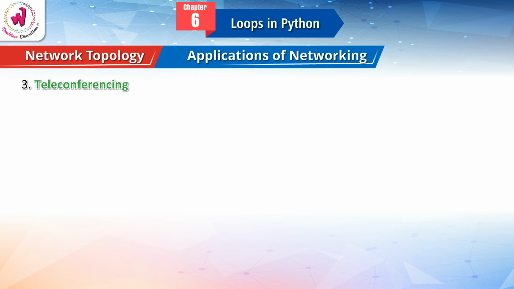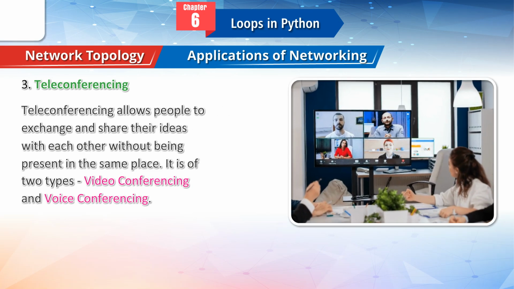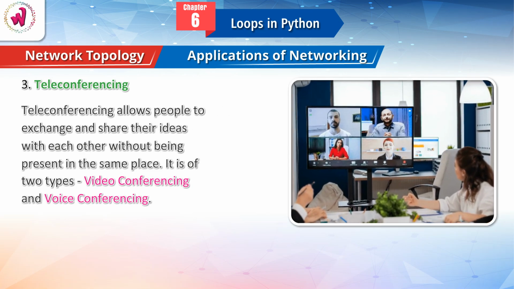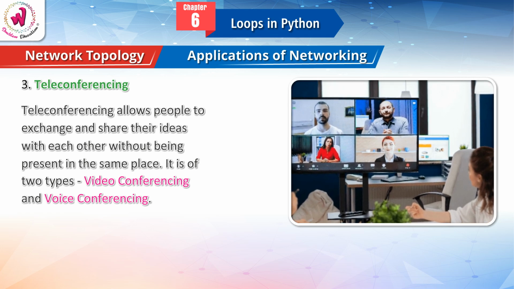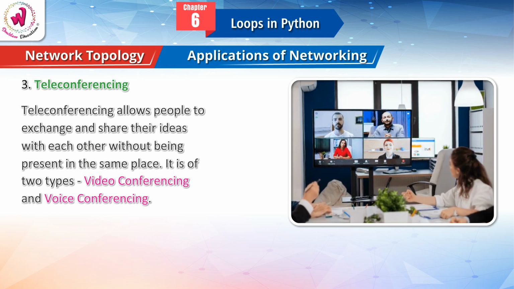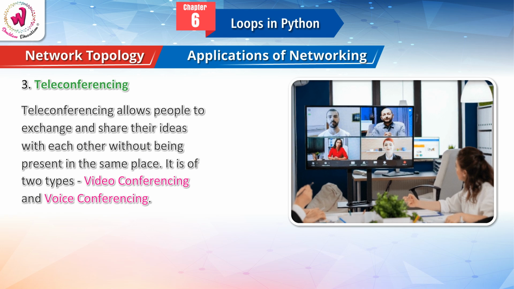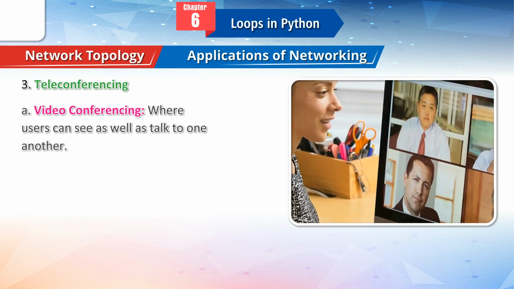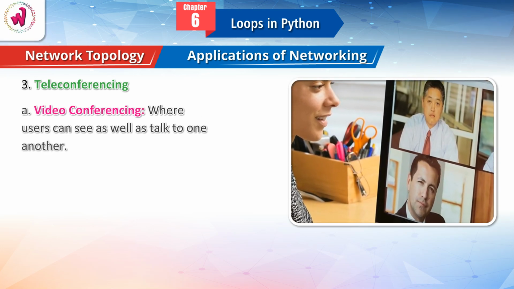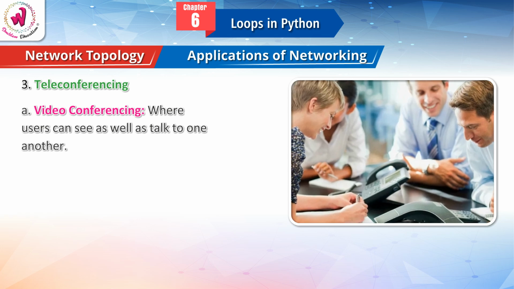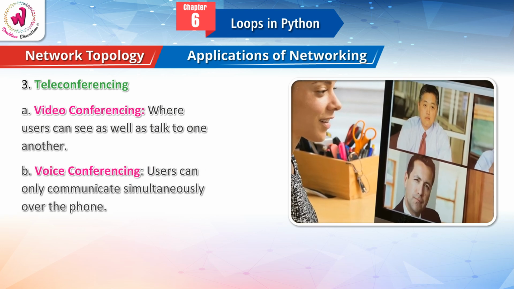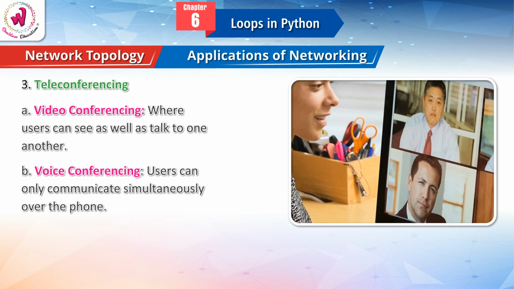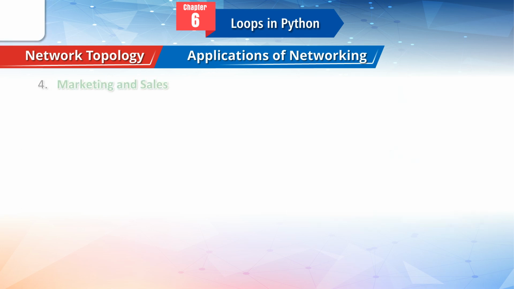3. Teleconferencing. Teleconferencing allows people to exchange and share their ideas with each other without being present in the same place. It is of two types, video conferencing and voice conferencing. A. Video conferencing, where users can see as well as talk to one another. B. Voice conferencing. Users can only communicate simultaneously over the phone.